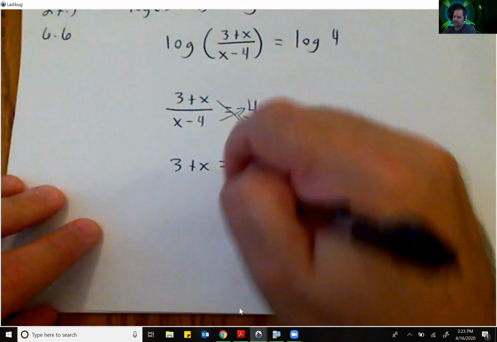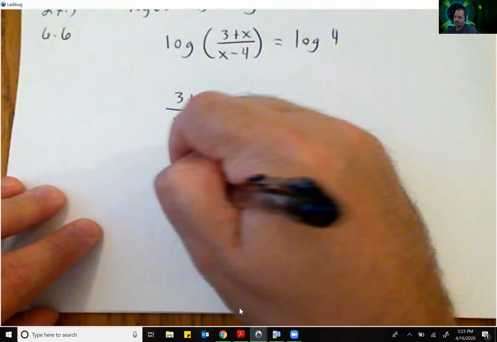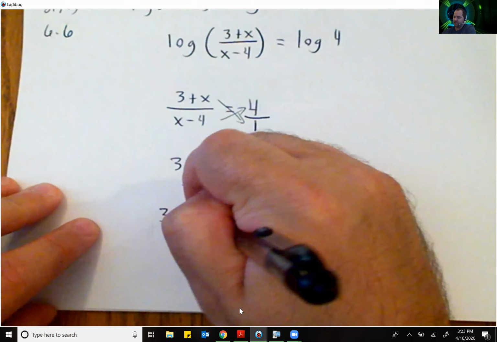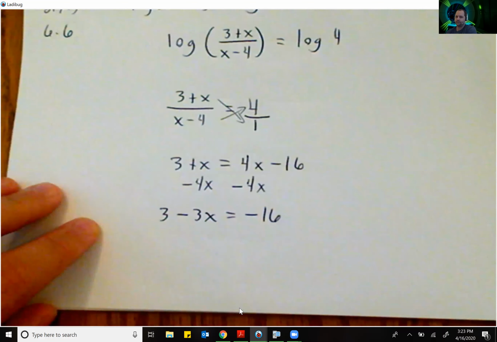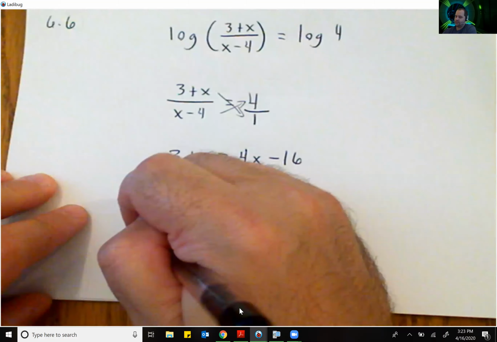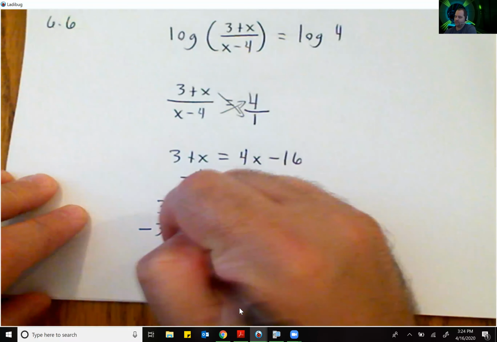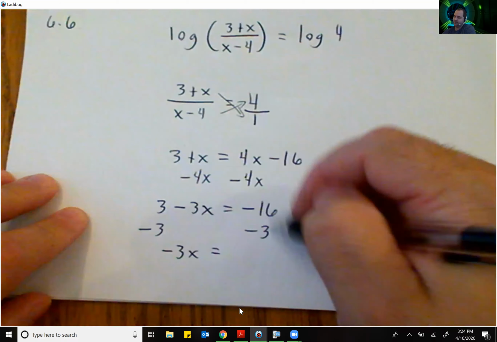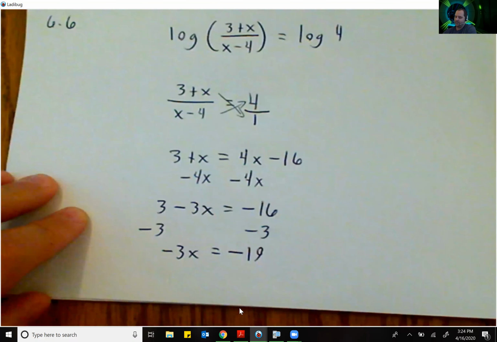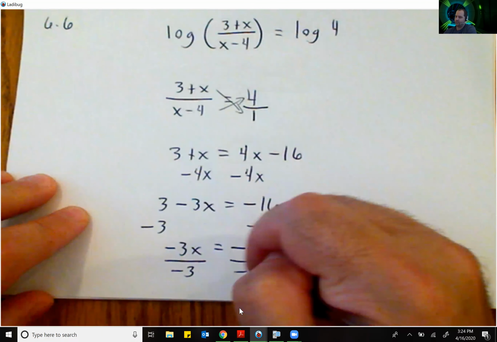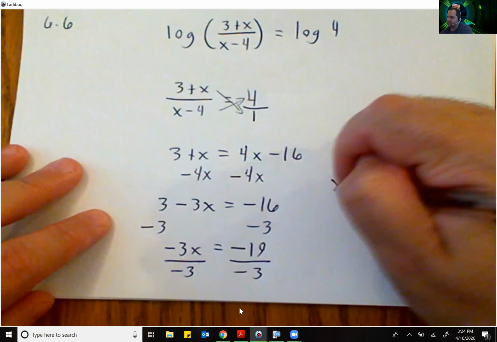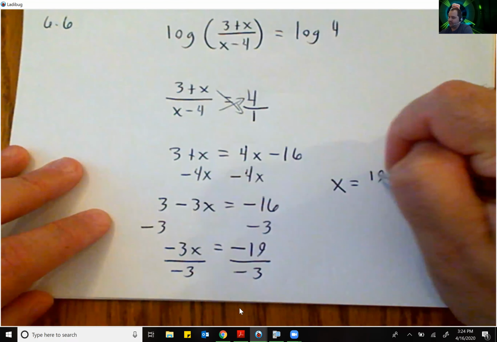Minus 4x, minus 4x. So we get 3 minus 3x equal to negative 16. And then we're going to subtract 3. Subtract 3. Negative 3x is equal to, this gives us negative 19. Divide by negative 3. Divide by negative 3. And x is equal to 19 over 3.